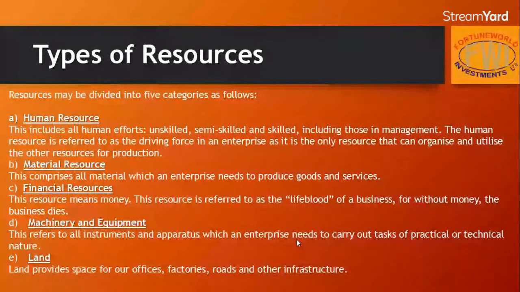We go forward. We look at the machinery and equipment. This is the fourth type of resource that you would need as an entrepreneur. This refers to all instruments and apparatus which an enterprise needs to carry out tasks of practical or technical nature. For you to build a road, you need machinery. So this is an important resource.